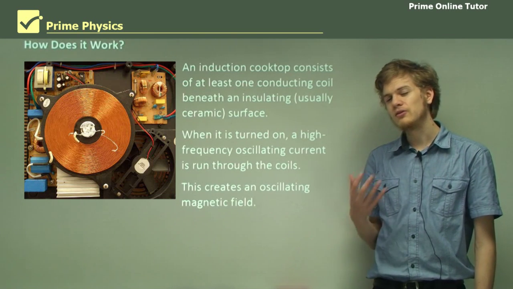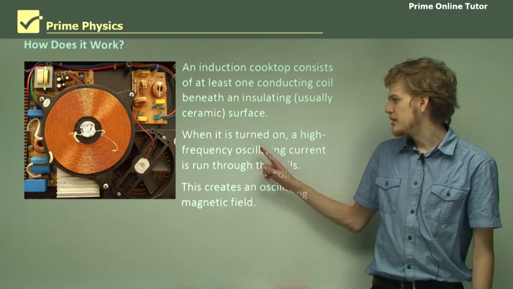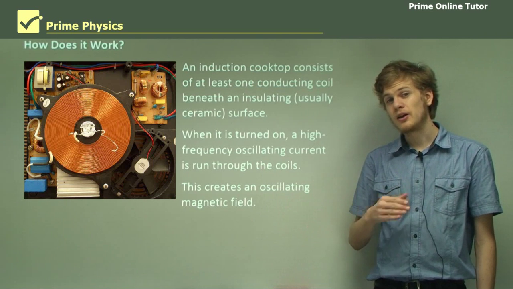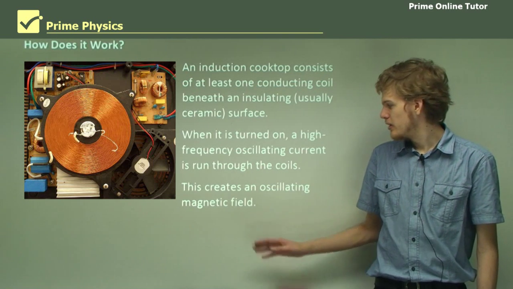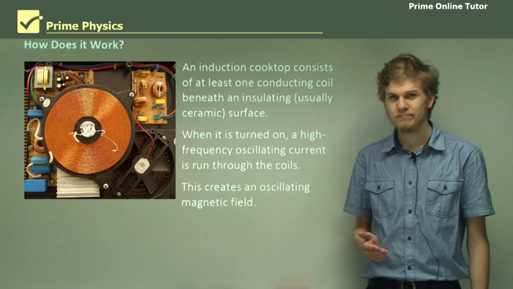In fact, the magnetic field will oscillate with exactly the same frequency as the current that's producing it. So if the current oscillates back and forth 200 times a second, the magnetic field will oscillate up and down 200 times a second.